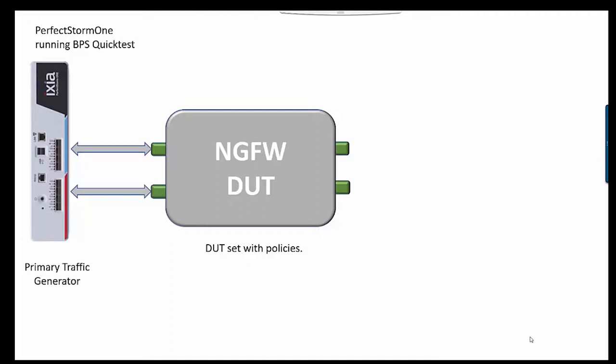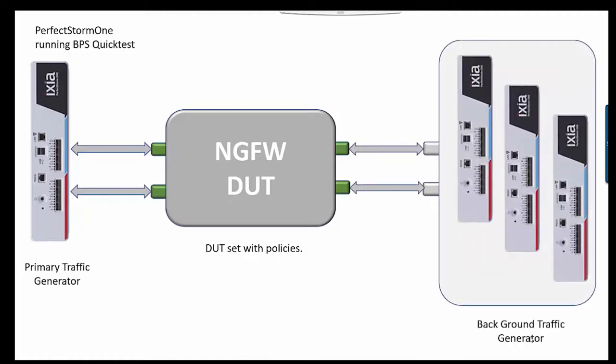But as I mentioned earlier, this product, BreakingPoint QuickTest, has a lot of other unique features. And to see some of those features, we need to add some more disturbances within that DUT. So to do that, I have also introduced additional perfect storms that will create some background traffic to load up the data plane of the DUT incrementally. So let's do that now.